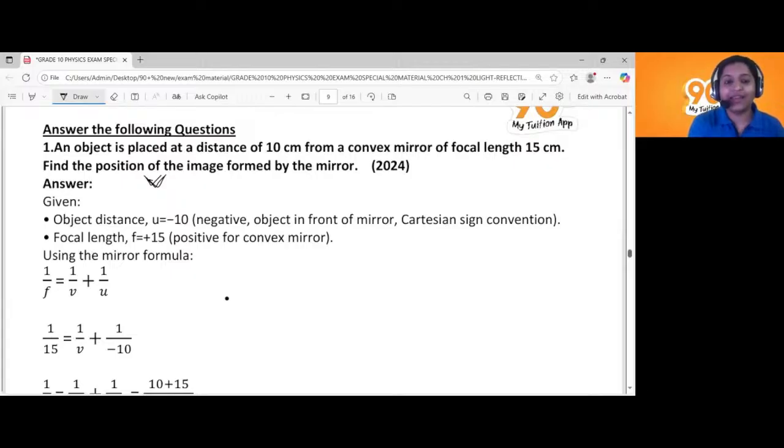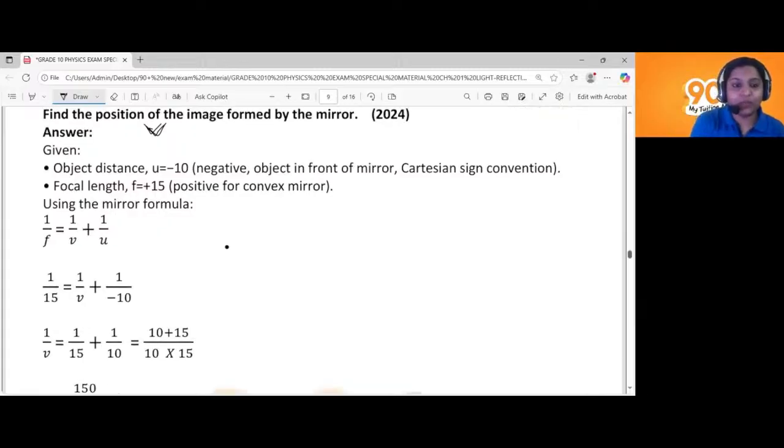So what all things are given in the question? From the question itself, we can see that focal length is plus 15. Distance of the object from the mirror U is minus 10. Let's apply the mirror formula: 1 by F equal to 1 by V plus 1 by U. 1 by 15 equal to 1 by V plus 1 by minus 10. Rearrange the equation.